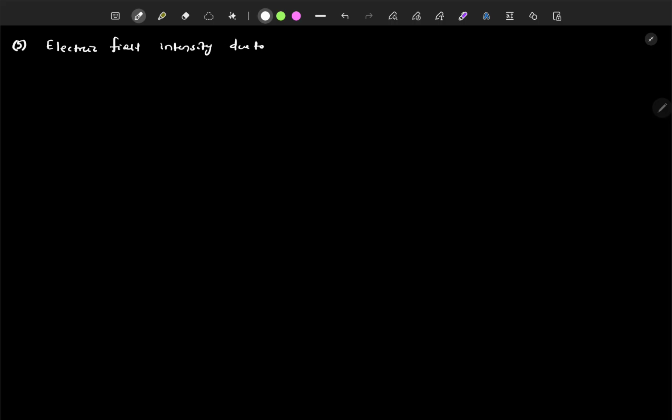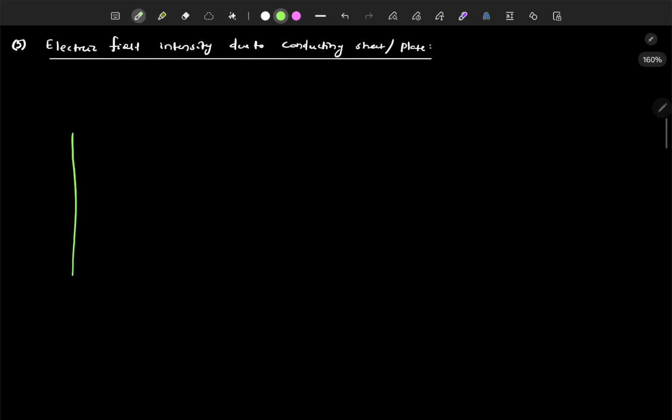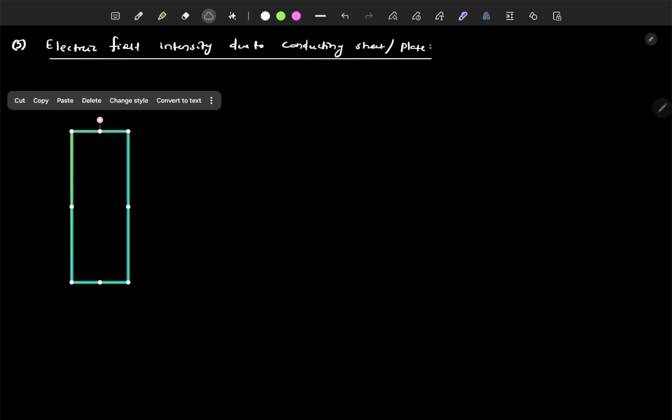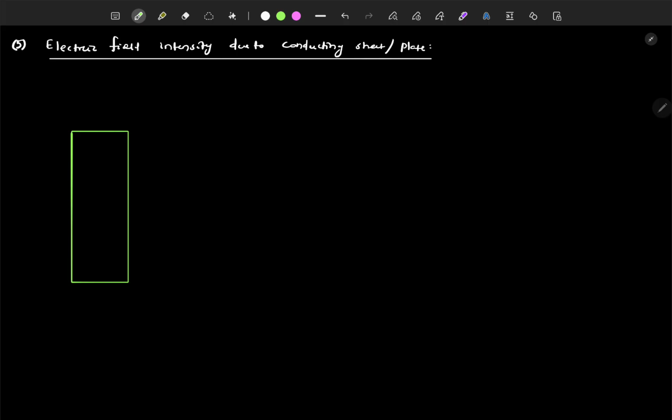due to a conducting sheet or plate. So here what do we have to write? Now see the figure first. This is your conducting sheet. One more interesting thing is available in this case actually. Listen, this is our conducting sheet and the charge given to it, this is the presence of charge.